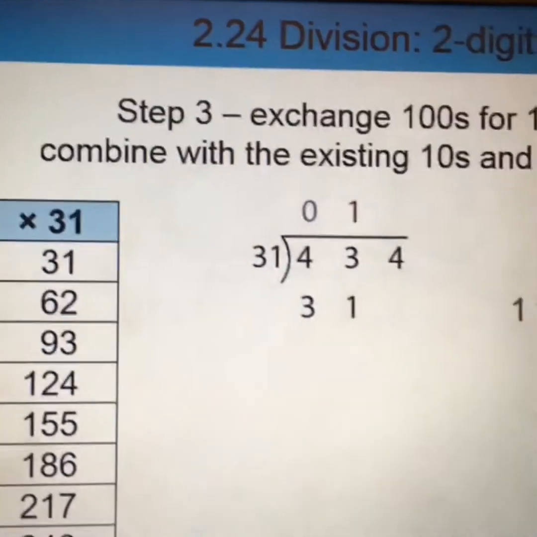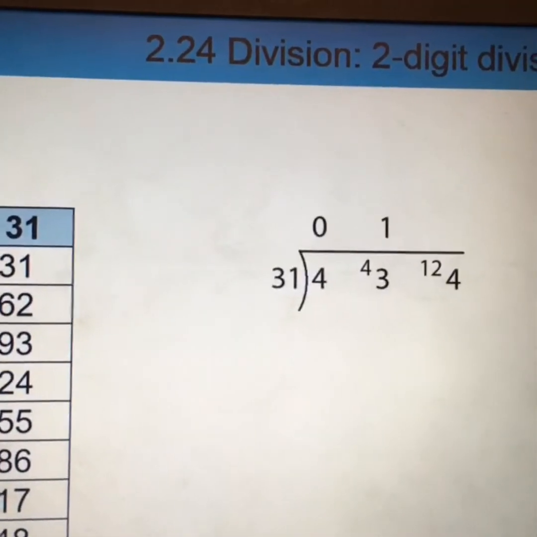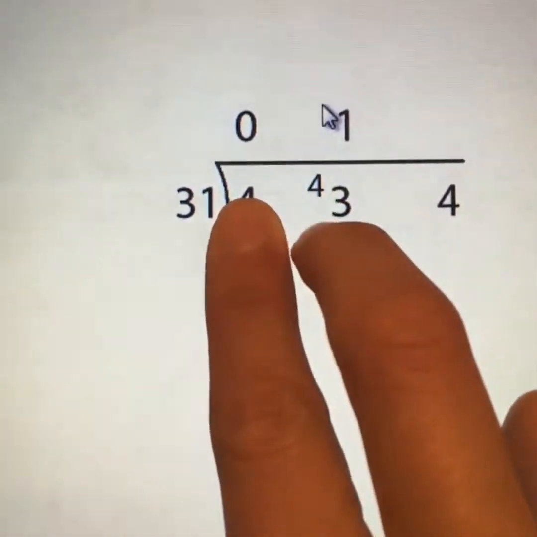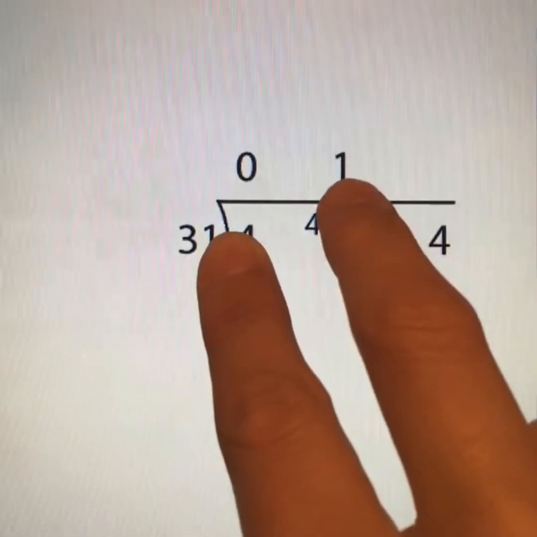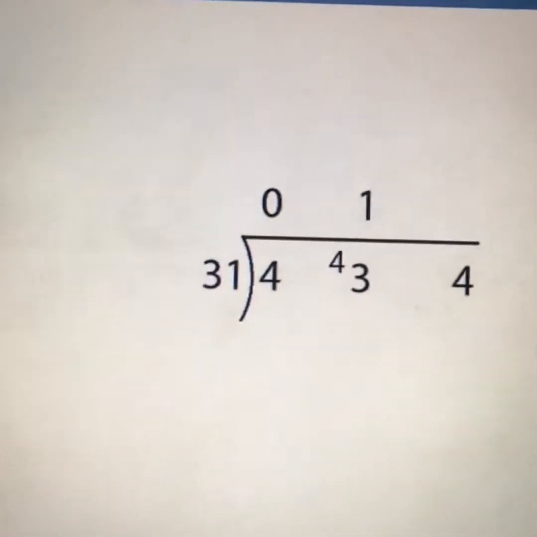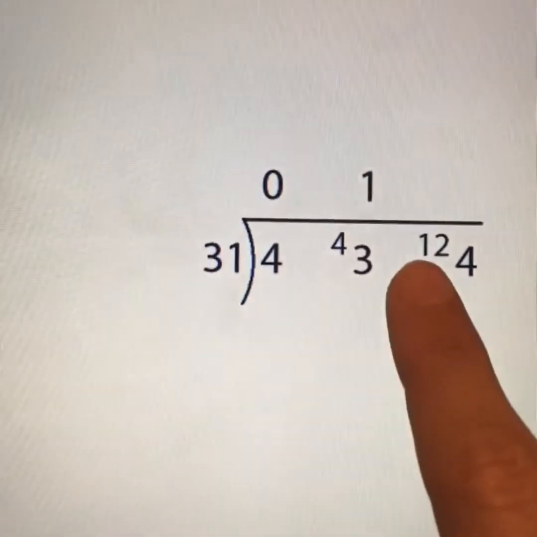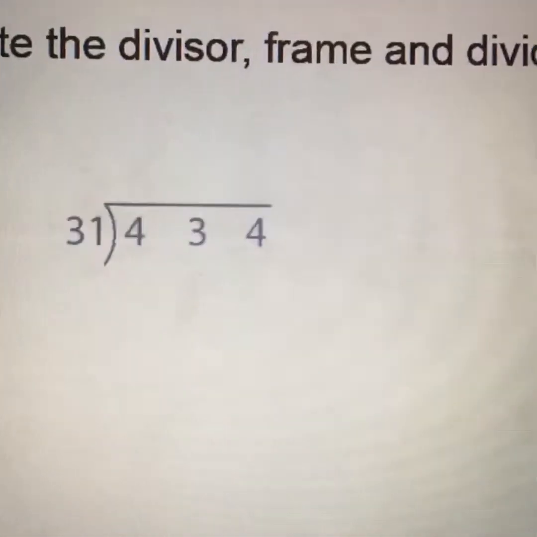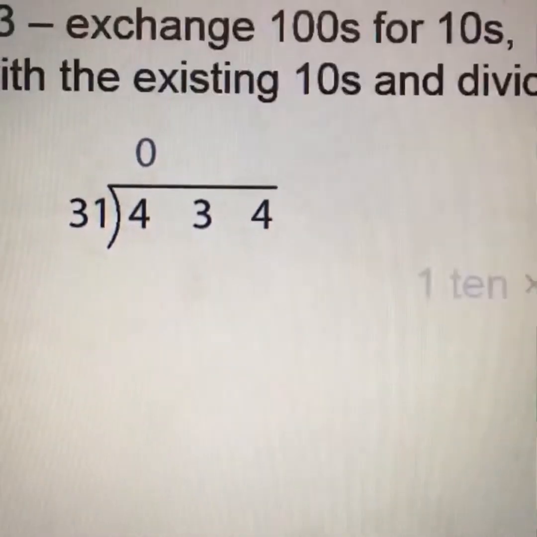I'm just going to go back to the short multiplication and show you that this is exactly the same. So here we did 43 divided by 31, which was 1. And we renamed, there it is, we renamed the 12 over here. So hopefully you can see it's exactly the same numbers, it's just written in a different place.